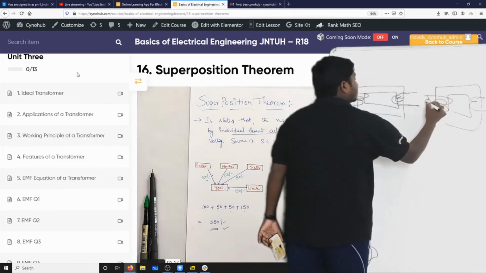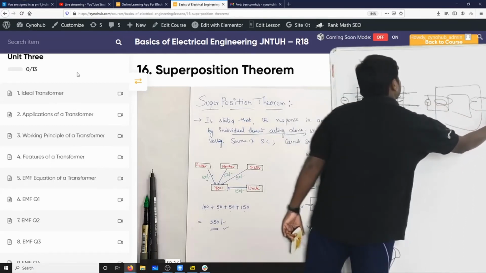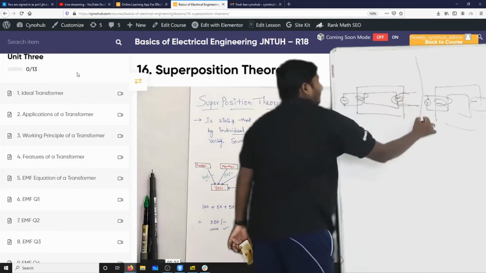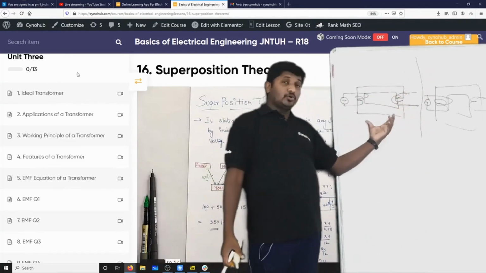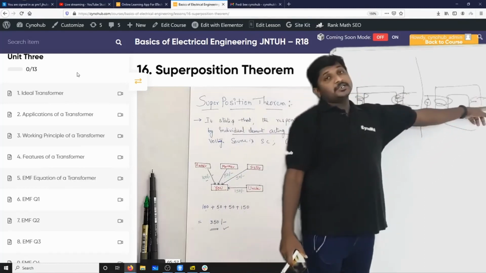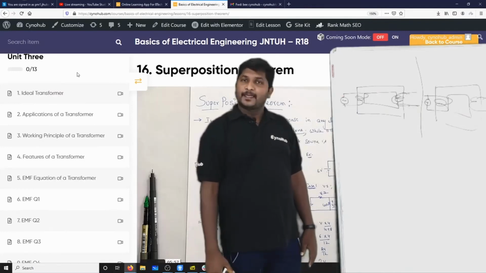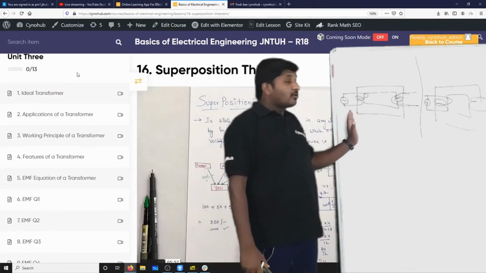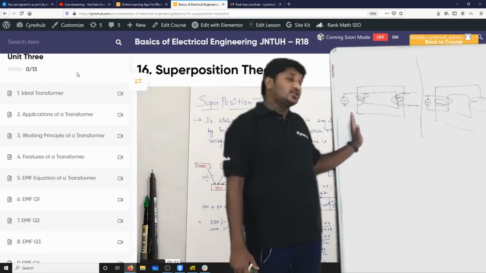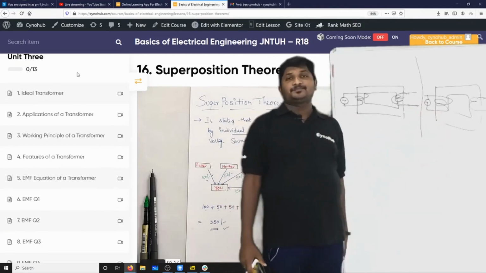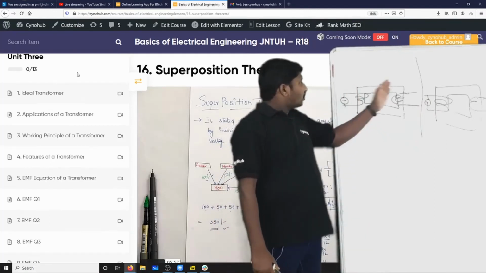So primary is connected to the supply and secondary is also connected to the load. Secondary is not connected to the load, it is a no load case. Secondary is connected to the load, it is a load case. And is the operation of no load case the same, or is it used in load case also? So what is no load case operation?